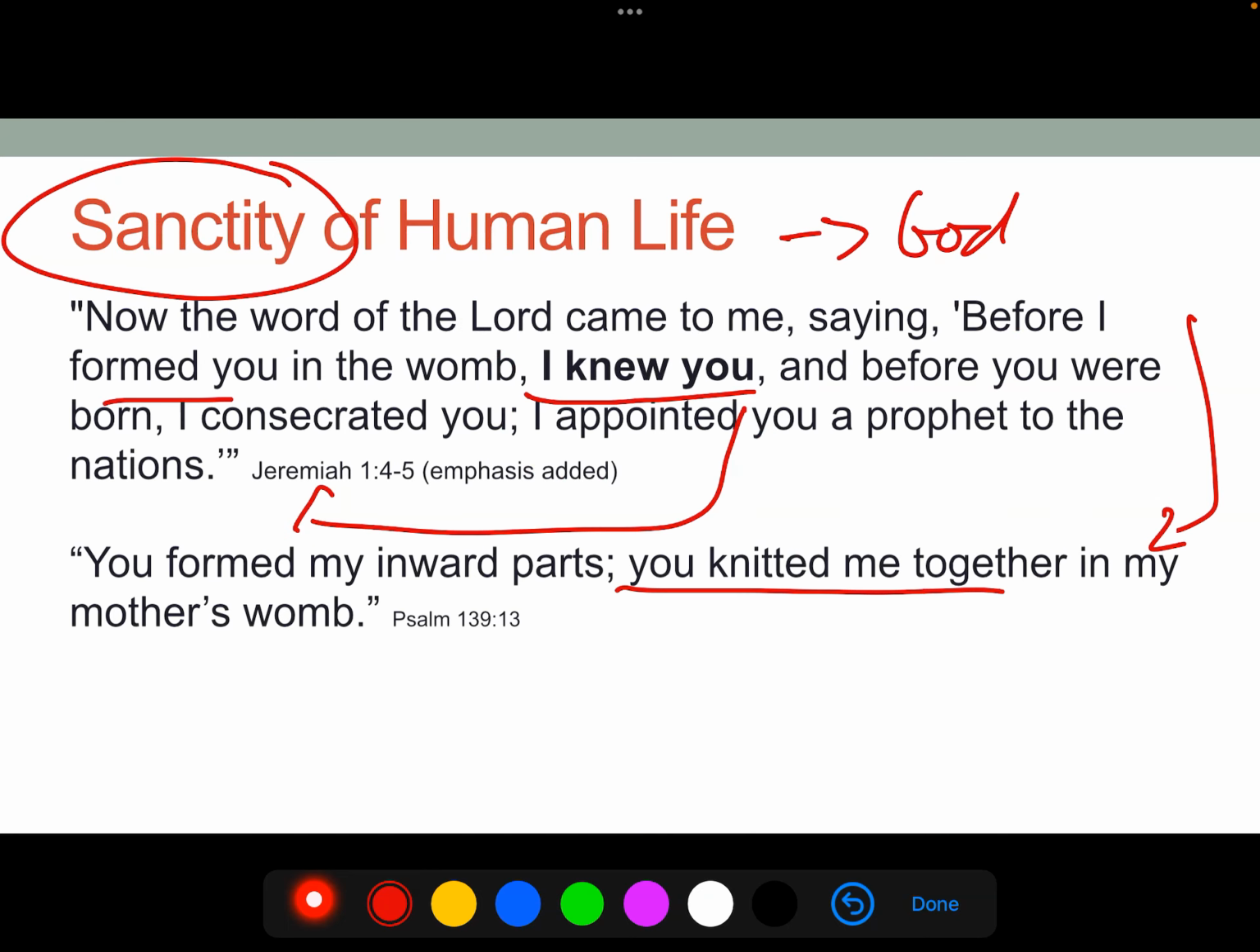You ready for this thought? If God knows you before you're even made, then who are you? You're way more than what you do. You're way more than the grades you get or the sports you play or the achievements, way more than what you look like. You're way more. If God knows you before any of that even takes place, who are you truly?